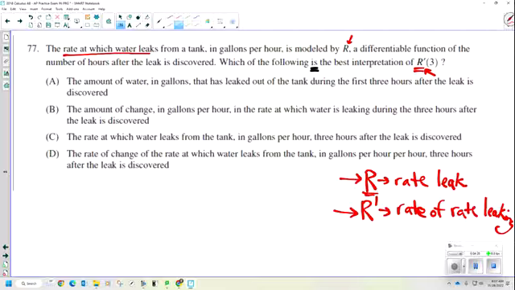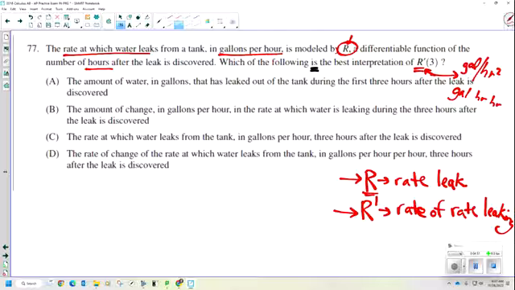If we labeled it, it would be in gallons per hour squared. Because look, it's the number of hours, gallons per hour. That's R. So this has to be gallons per hour squared, or sometimes they write that as gallons per hour per hour. So that's really what I'm looking for.